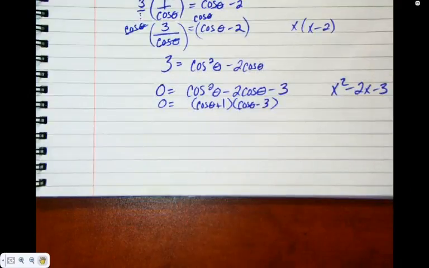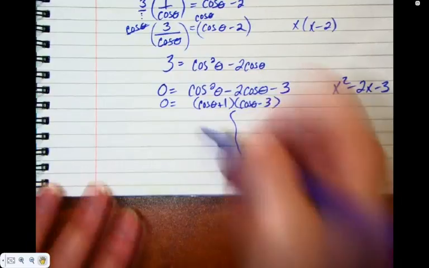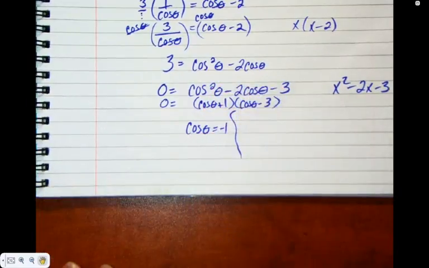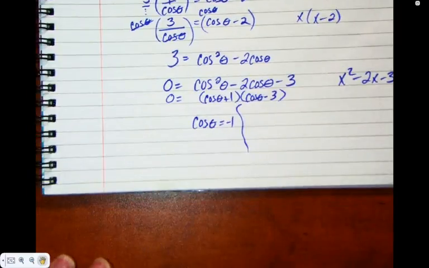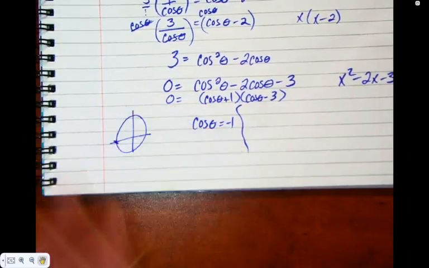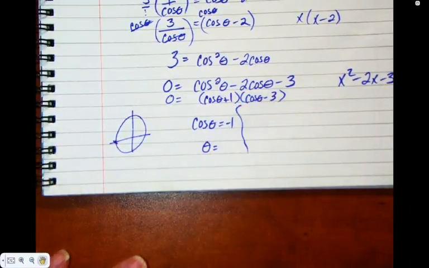Cos plus 1, cos minus 3. What do we do after we factor? Split it. Cos theta equals minus 1. That's not a family value, that's an axis value. So you look, negative 1 over here. So theta has to equal pi.